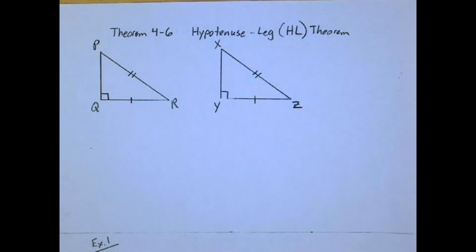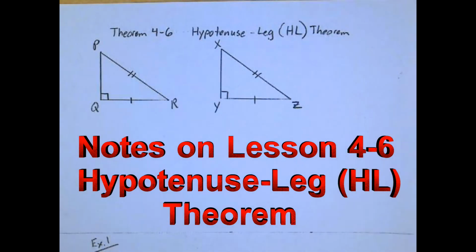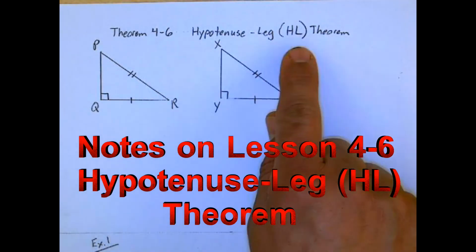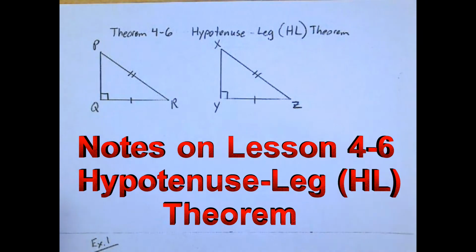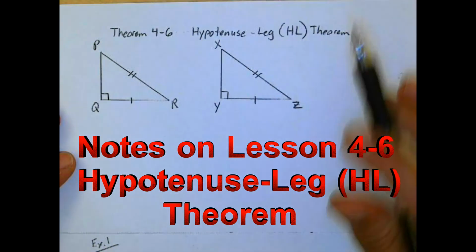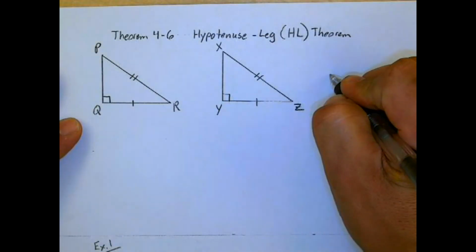In this lesson, we're going to be talking about Theorem 4-6, which is called the hypotenuse leg, or the HL theorem. Now, this is a very special theorem. So far we have covered 4 of them.